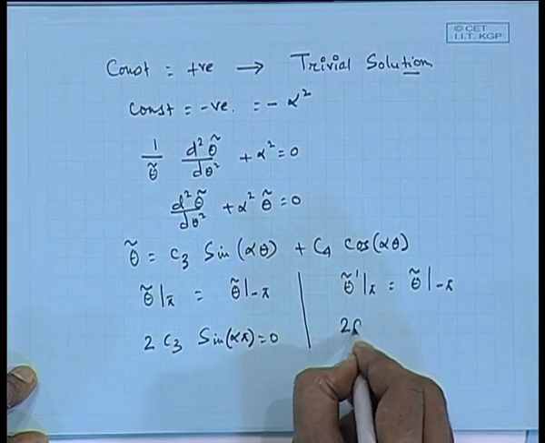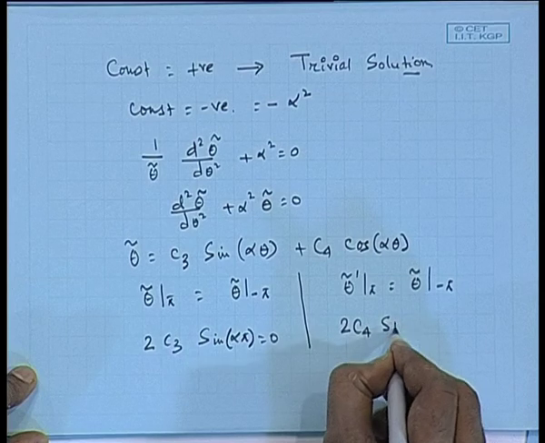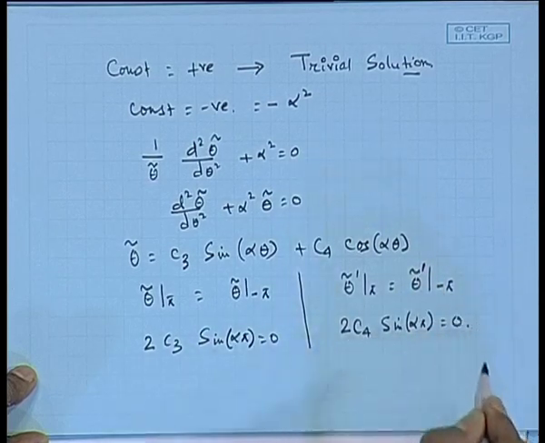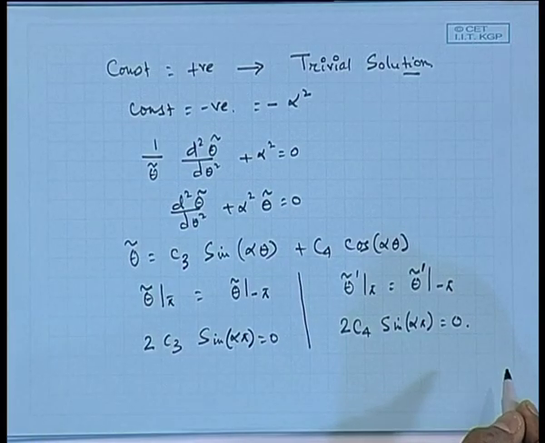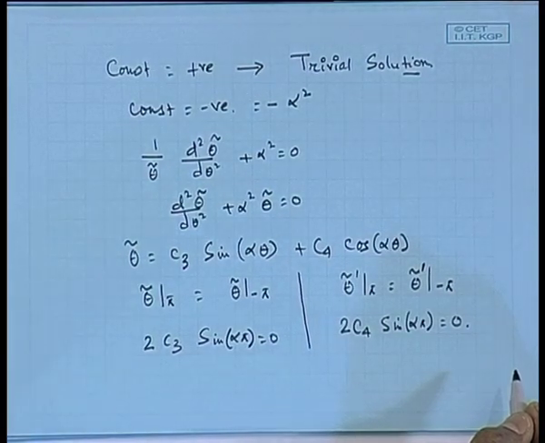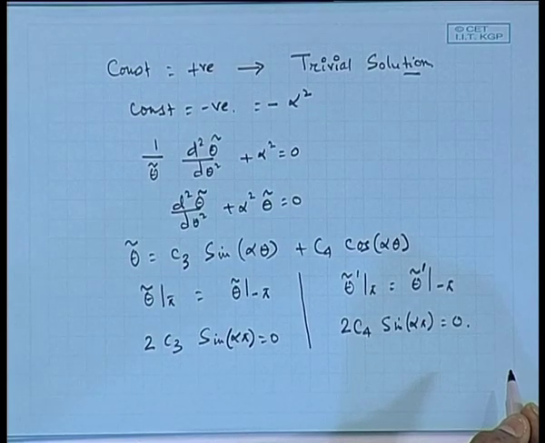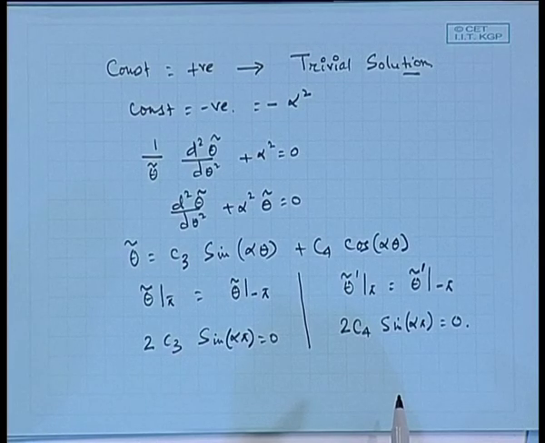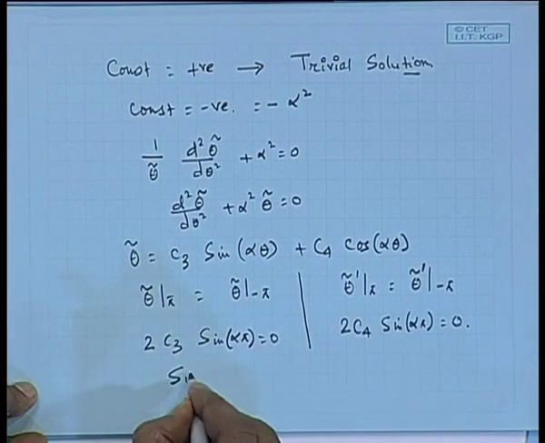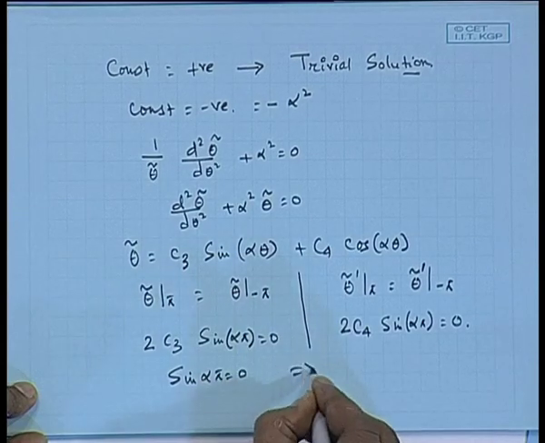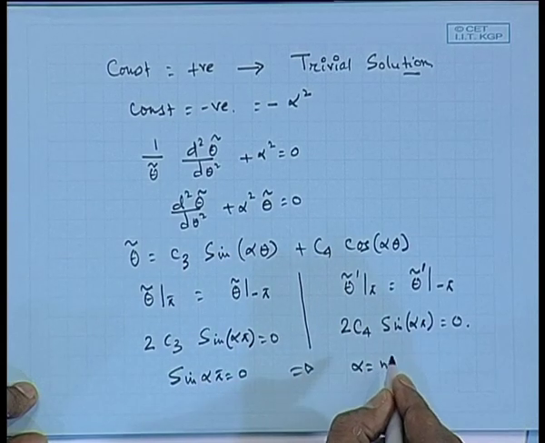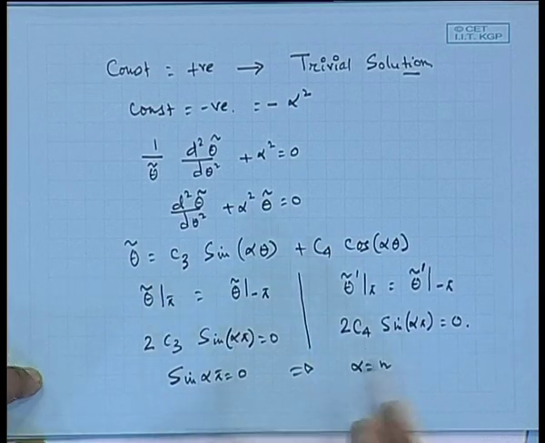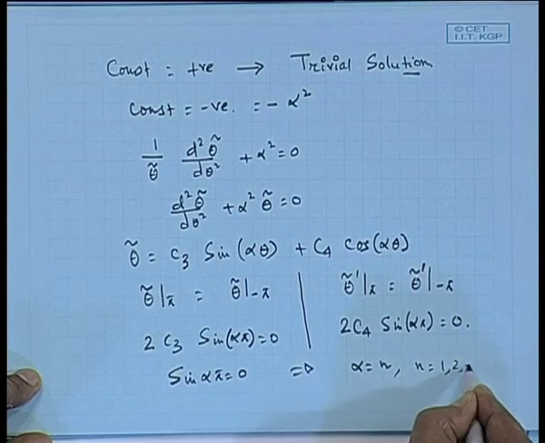You will get twice C4 sin alpha pi is equal to 0. For a non-trivial solution, that means when C3 and C4 are not equal to 0, from both cases you will get sin alpha pi is equal to 0, right. That means sin alpha pi is equal to 0 means alpha pi is equal to n pi. So, alpha is equal to n, where n runs from 1 to infinity.